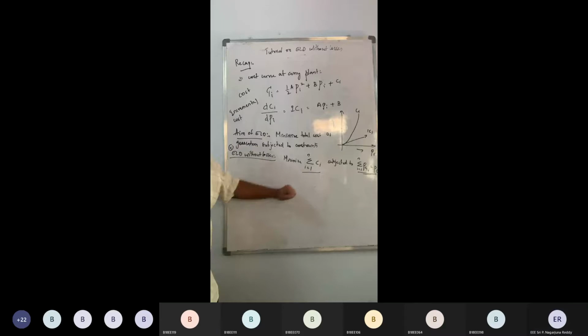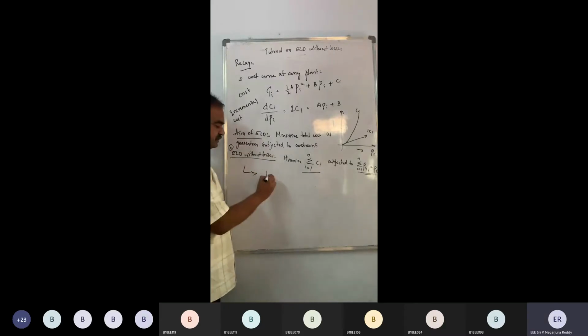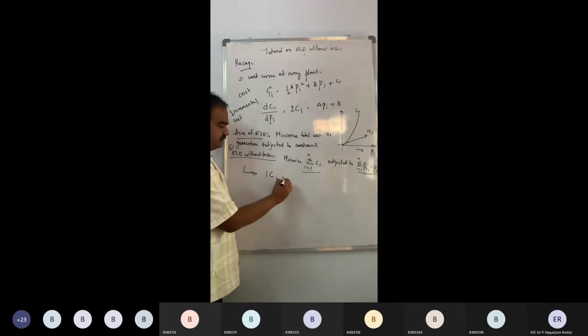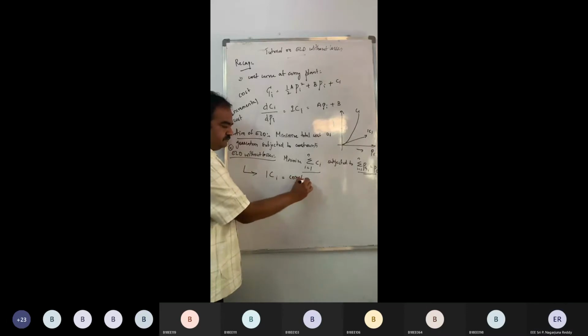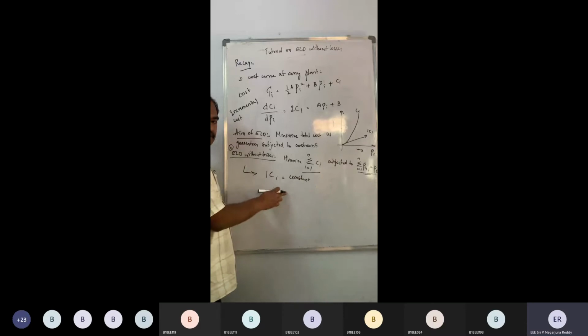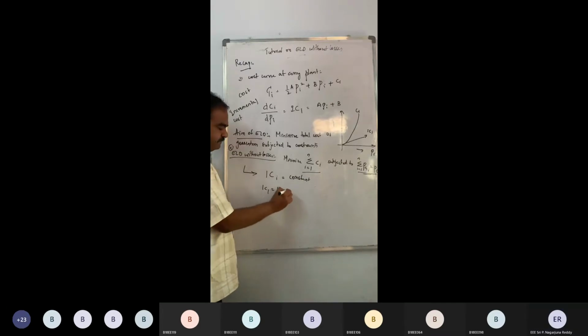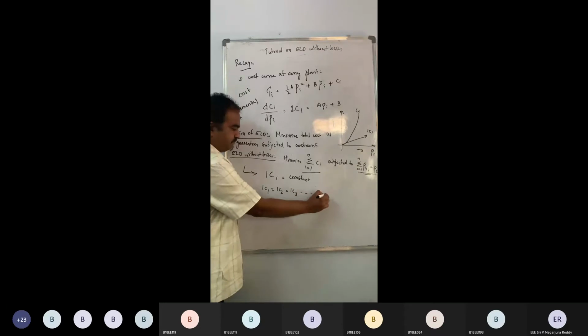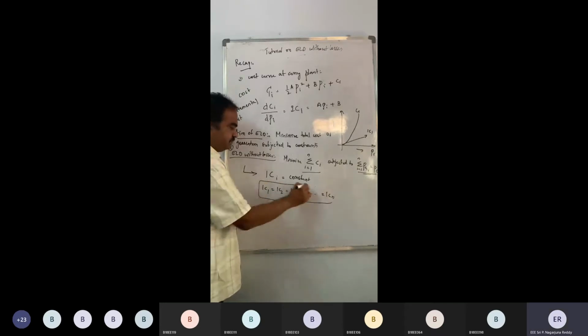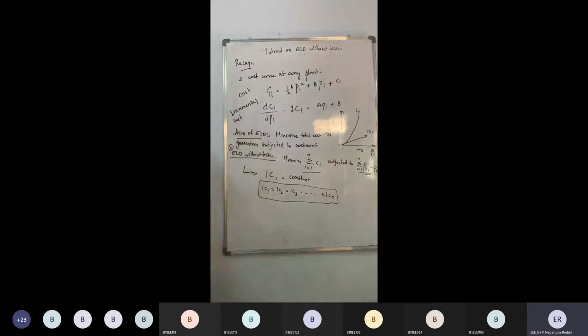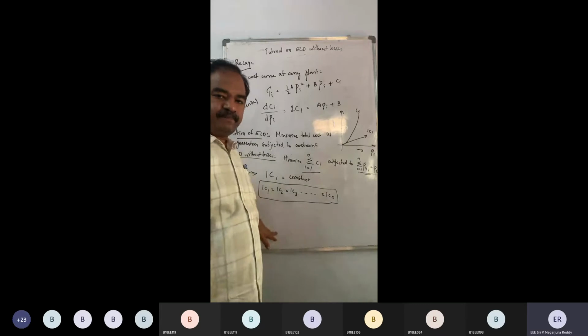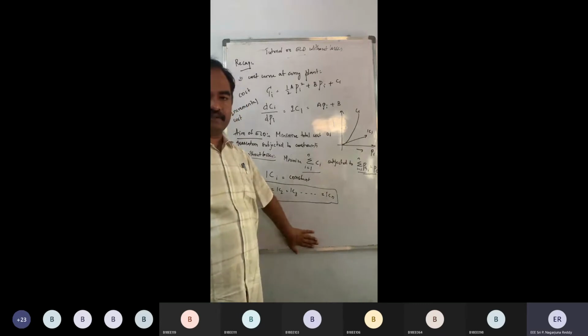We have tried to solve this problem in the last class. And what was our equation? The incremental cost of all the plants must be same. This was the condition which we have obtained in the last class. The condition for ELD without losses: incremental cost of all the plants must be the same. This is what we have discussed in the last class.